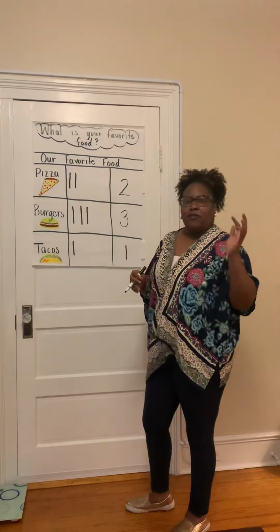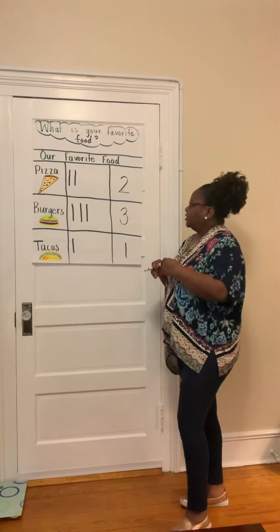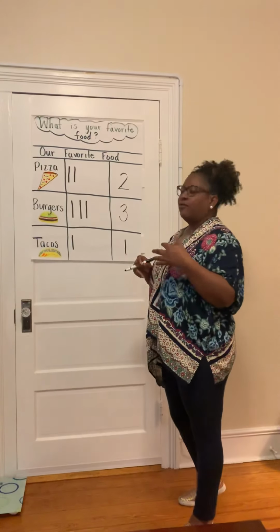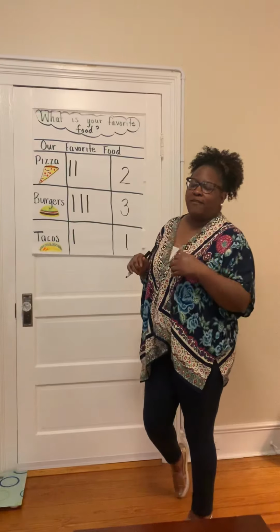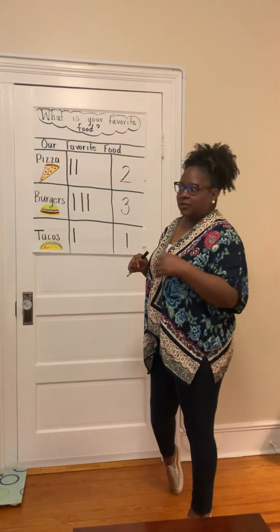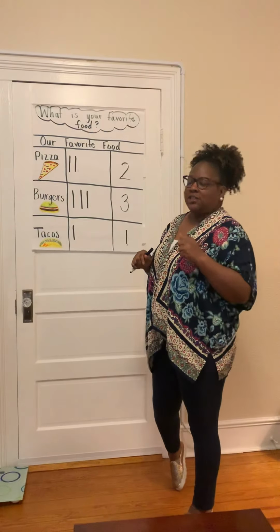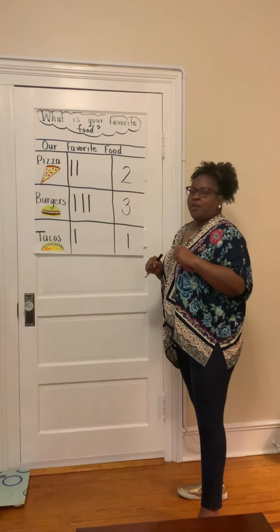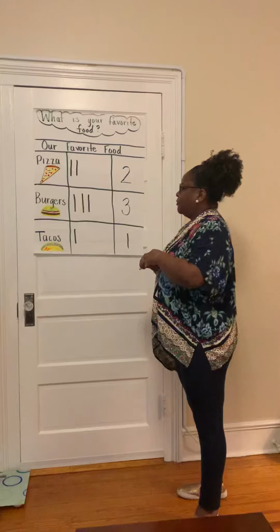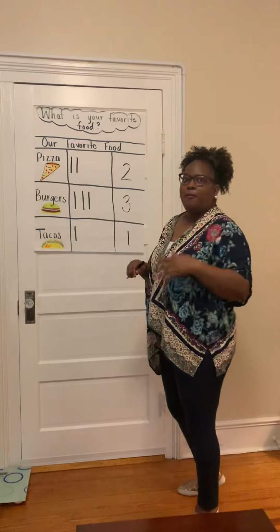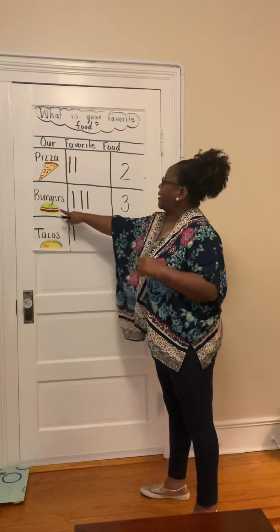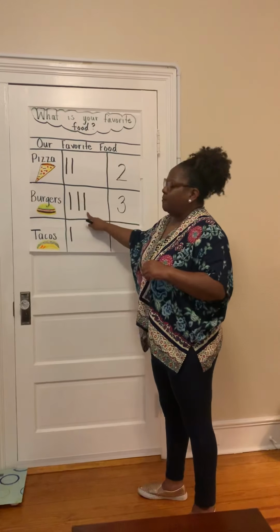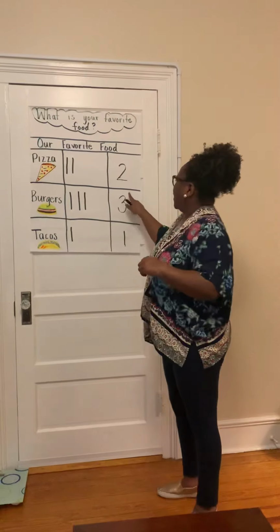Now, I want you to think about some questions that I'm going to ask you. I want to know, which food do most of my family members like the most? I'll give you a second to answer. Look at the tally table. Which food do most of my family members like? Most of my family members like burgers because burgers has the most tally marks. It has 3.